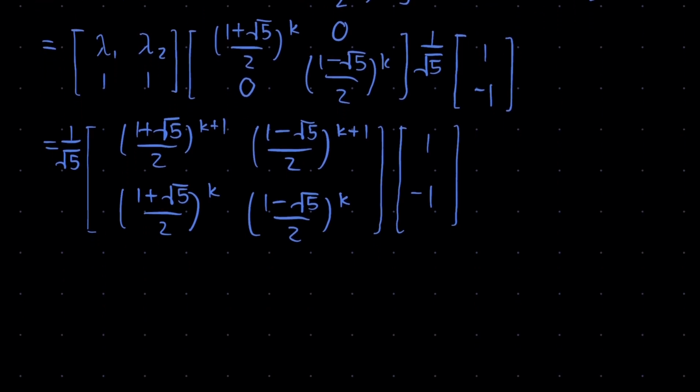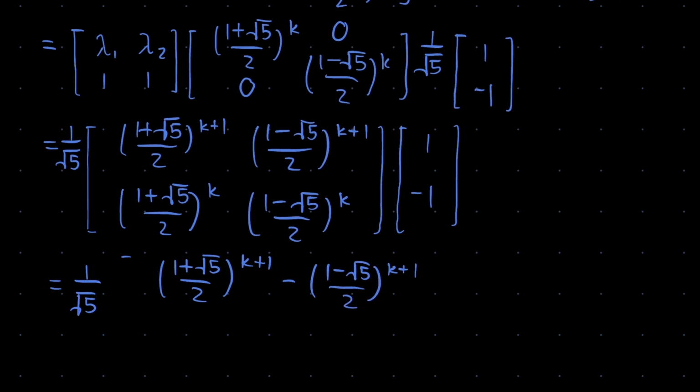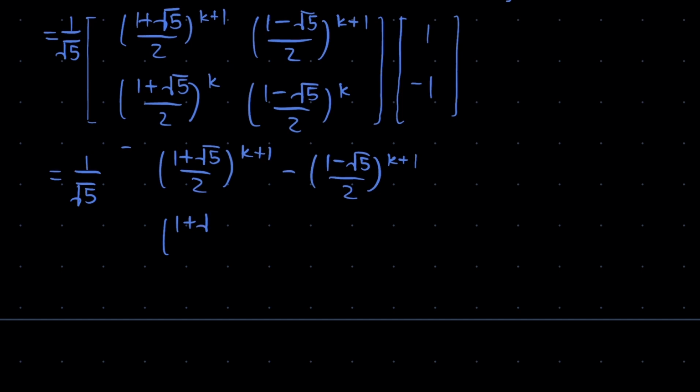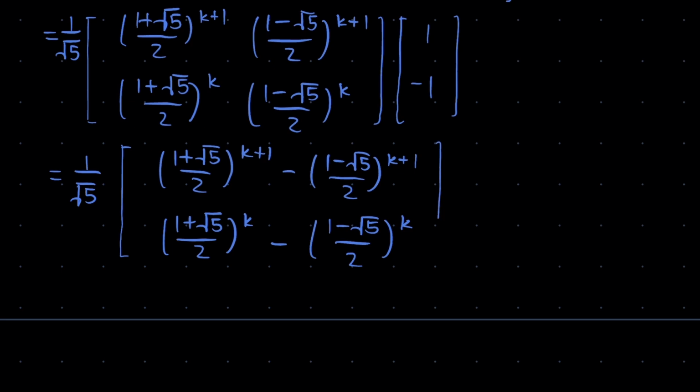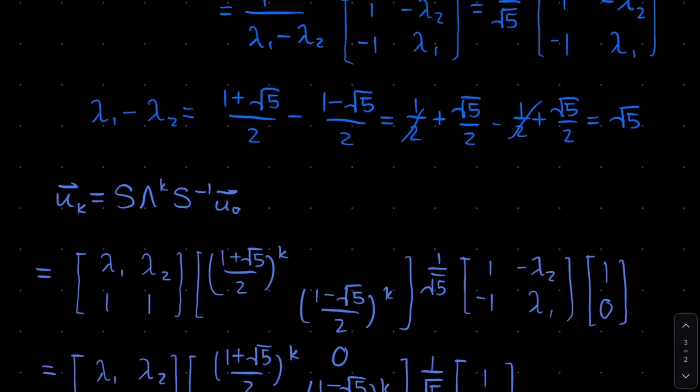Now what do we have? Well, we can directly multiply this matrix and this vector, giving us 1 over 5. What do we have here? Well, we have ((1 plus the square root of 5)/2) to the k plus 1, minus ((1 minus the square root of 5)/2) to the k plus 1. And we have ((1 plus the square root of 5)/2) to the k minus ((1 minus the square root of 5)/2) to the k. Fantastic. And notice that this is equal to our u_k.